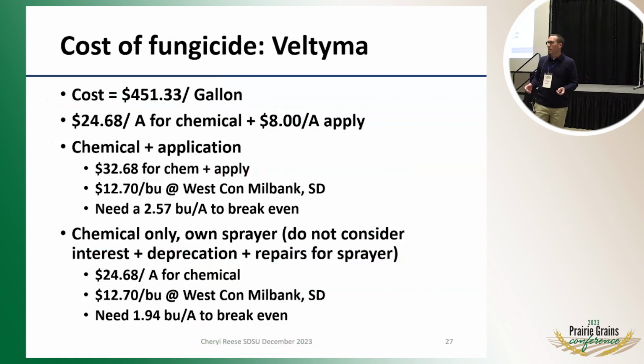So just some real brief economics on this. It would be about $25 an acre for the chemical, right? Then another $8 to apply it. So we're looking at about $32, $33 per acre for the application plus the chemical cost. And if we have $12.70 per bushel on beans, we're going to need about, sorry, a 2.5 bushel yield response, 2.6 bushel yield response per acre just to break even on that. So remember 2.6.